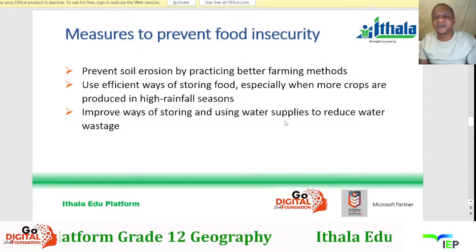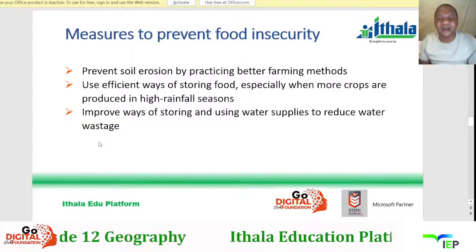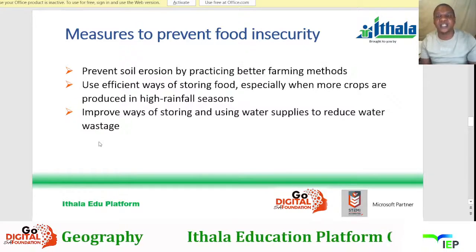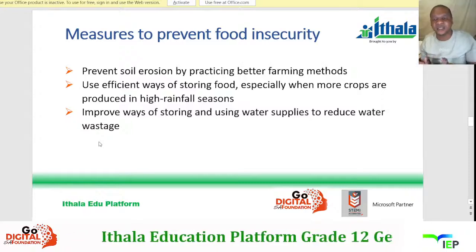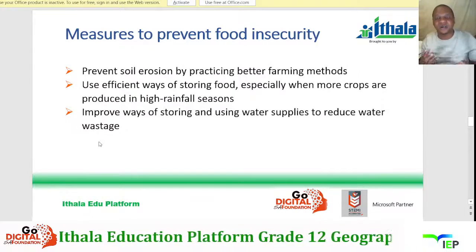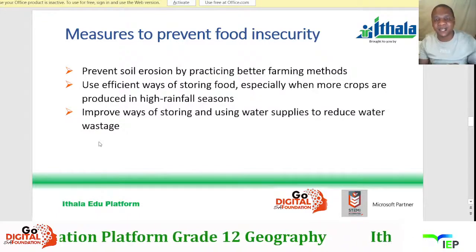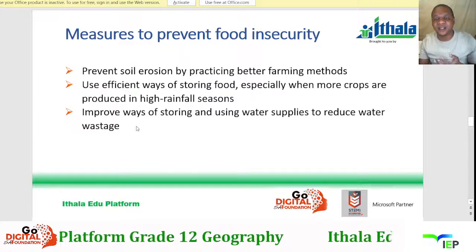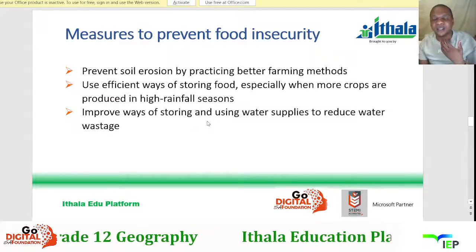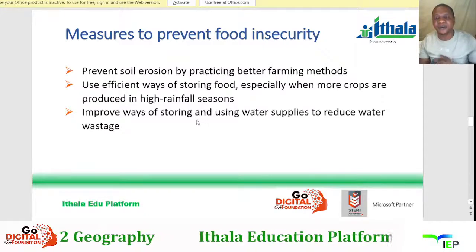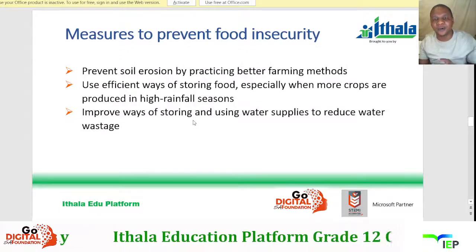Now, another point to prevent food insecurity in South Africa, you need to improve ways of storing and using water supplies to reduce water wastage. Rather have things such as dams in place so that you can actually keep this water, especially during droughts. With droughts, we really need amanzi. So it may be easy manje for farmers to actually use this water that was stored during rainy seasons. You can either use it for crops, for irrigation, or for livestock.